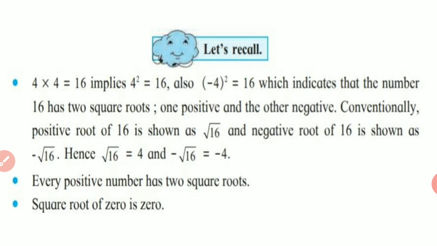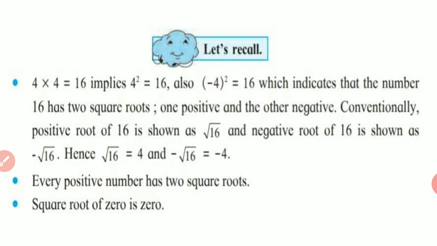Conventionally, the positive root of 16 is shown as square root of 16 and the negative root of 16 is shown as minus square root of 16. Hence, square root of 16 is equal to 4 and minus square root of 16 is equal to minus 4. Always remember this: every positive number has two square roots.